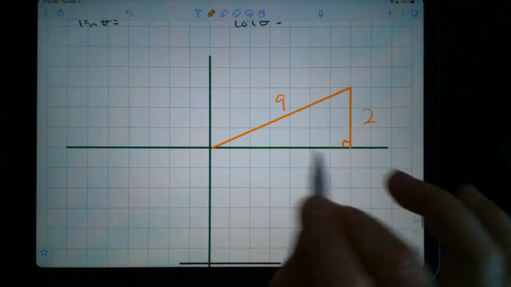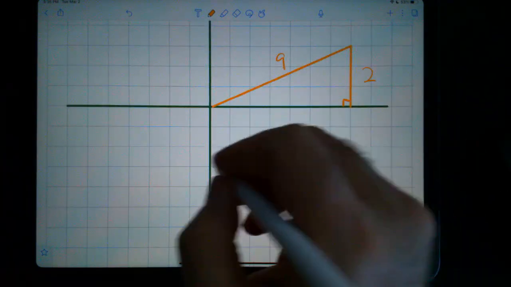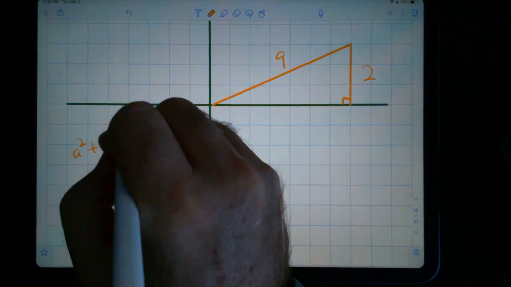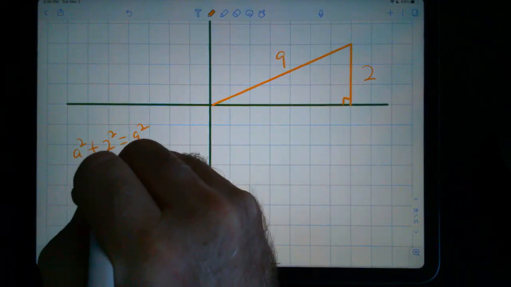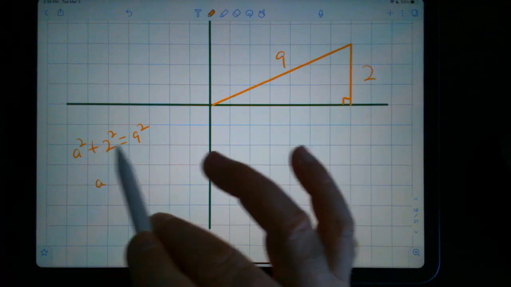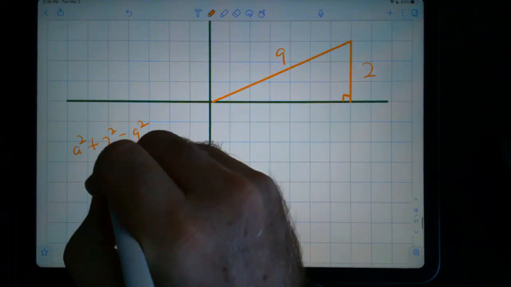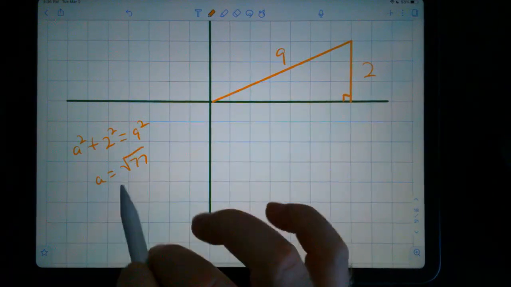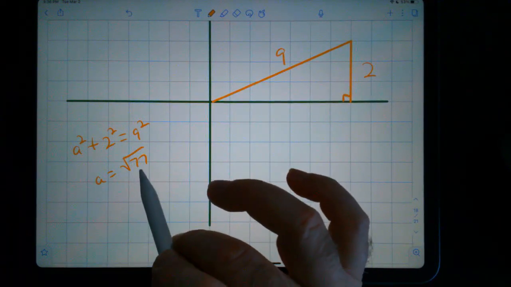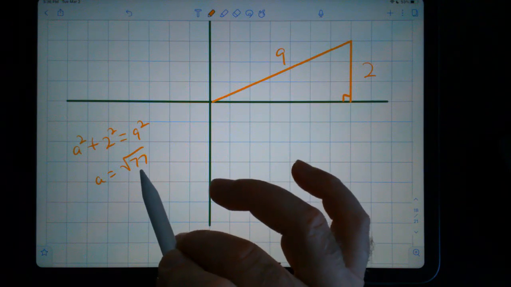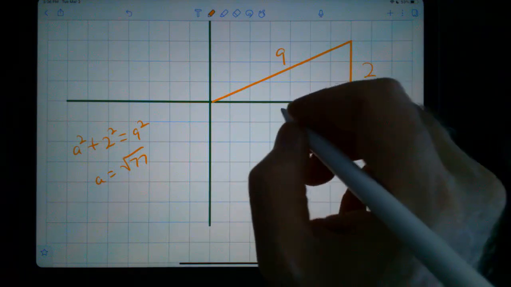And then to find the length, use the Pythagorean theorem. So this is 81 minus 4. 81 minus 4 is 77. The only factors of 77 are 7 times 11, so this cannot be simplified any further.